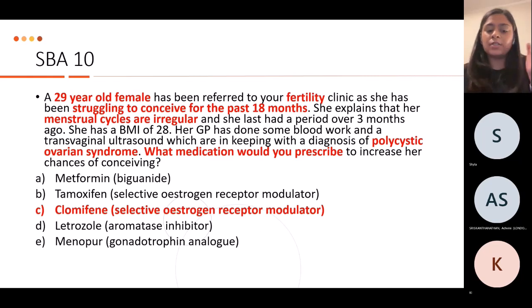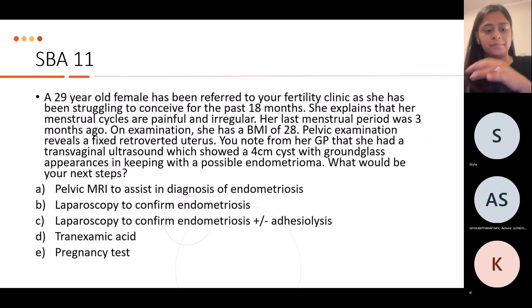The reason why it's not metformin, as some of you might think, is because the question is effectively asking for a single best answer. So of the two options, the single best answer really is clomiphene, which is actually what we use if they come to fertility clinic. But yes, they should be starting on both metformin and clomiphene if their BMI is in the obese range. So her BMI of 28 is kind of borderline in that respect.